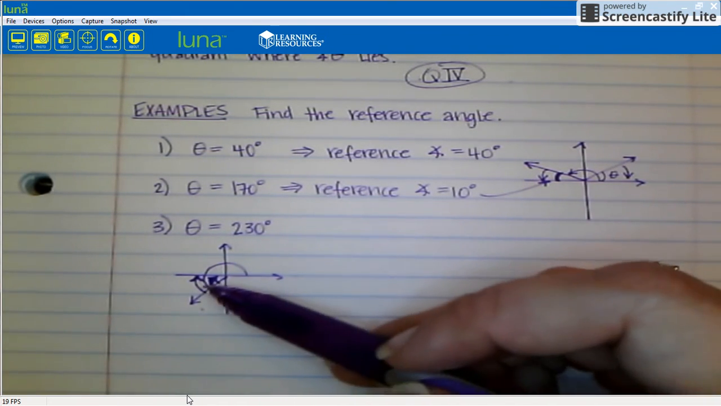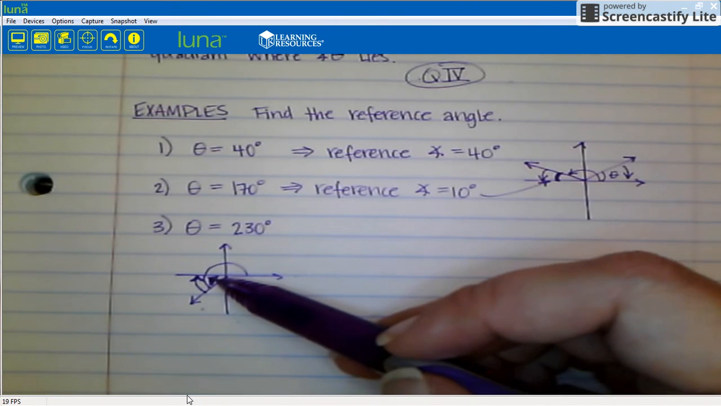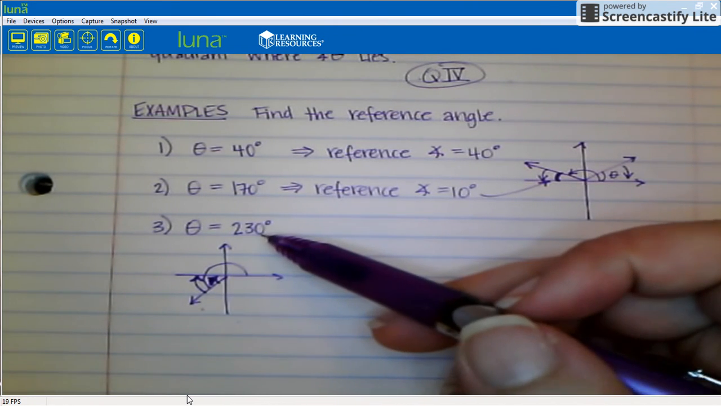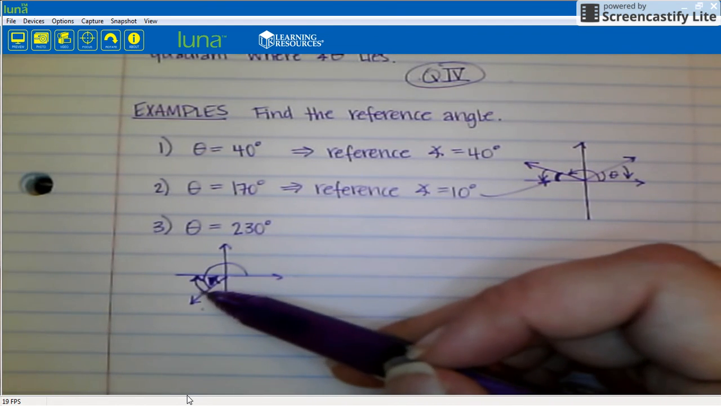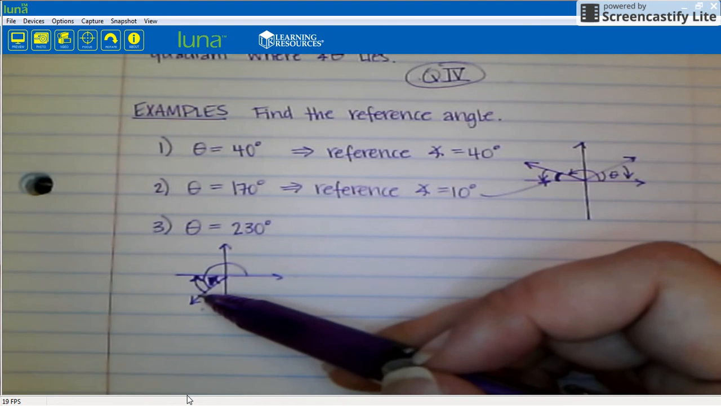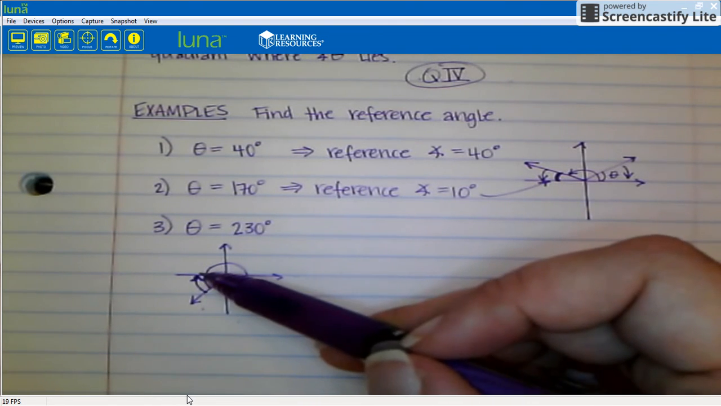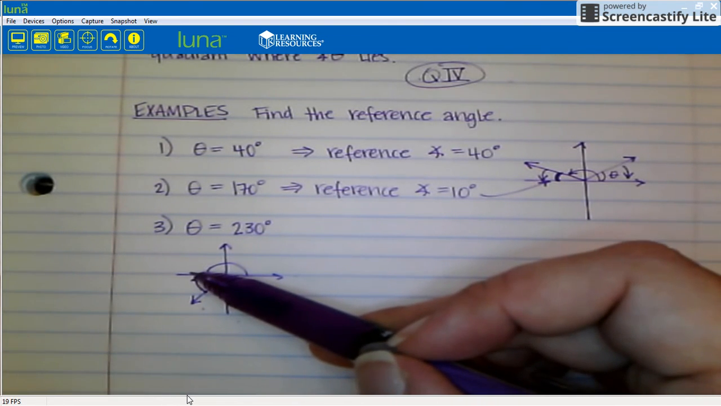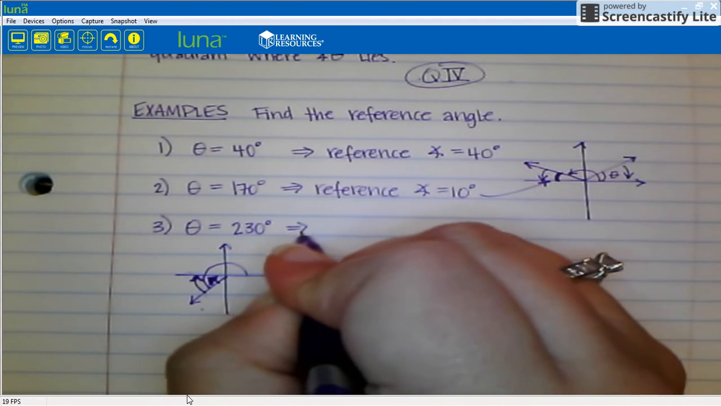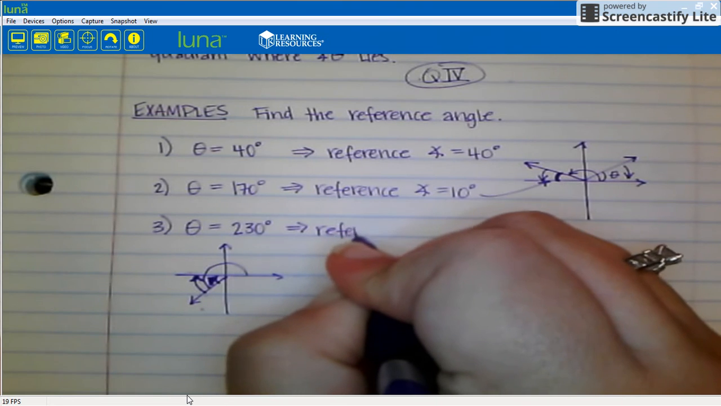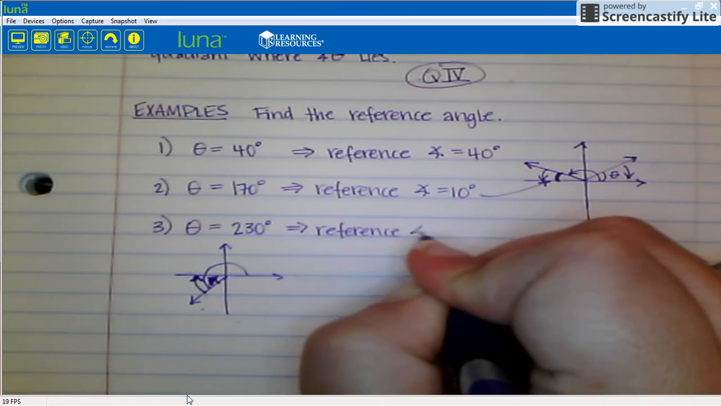Okay, so if we're looking for this angle, I'm going to subtract 180 from 230, and that will give me this reference angle that brings me backwards, because I have to travel backwards a certain angle in order to get back to the 180 degree mark. So when I subtract 180 degrees, this is going to give me a reference angle of 50 degrees.